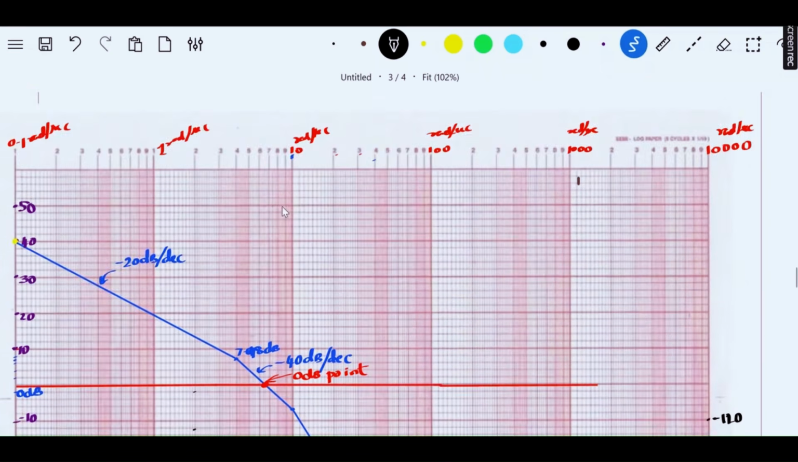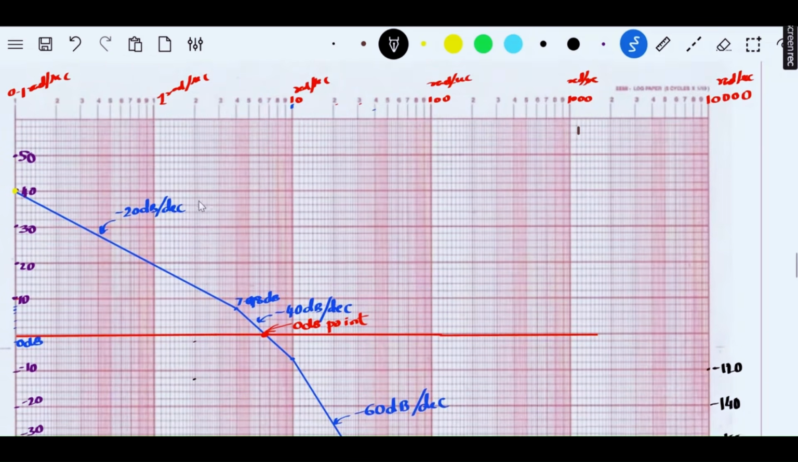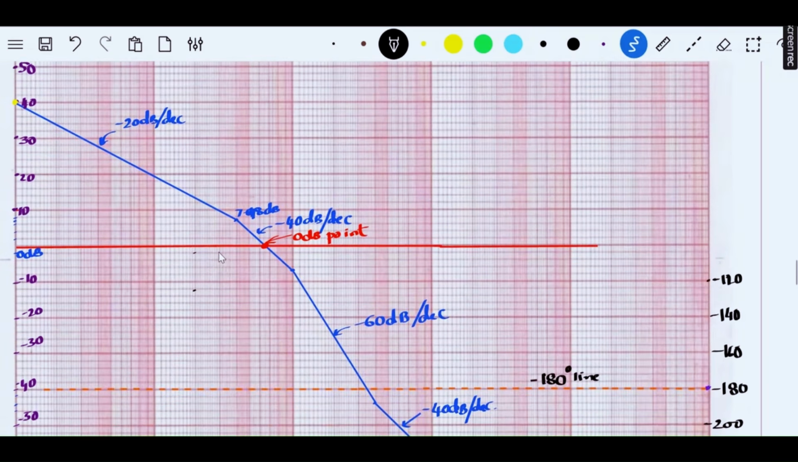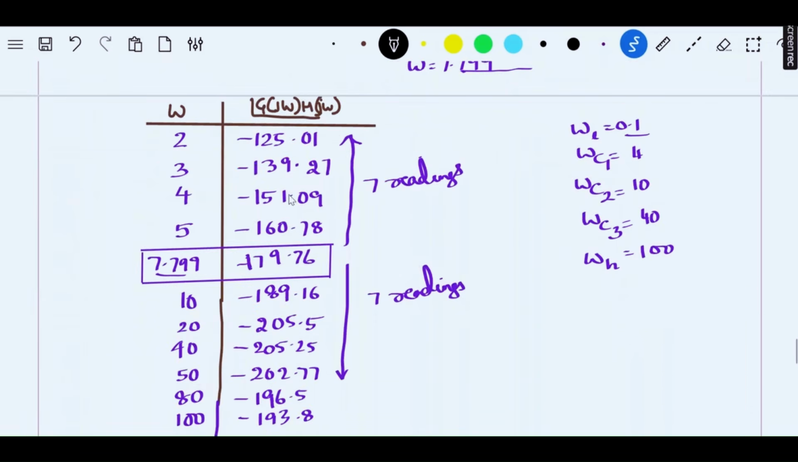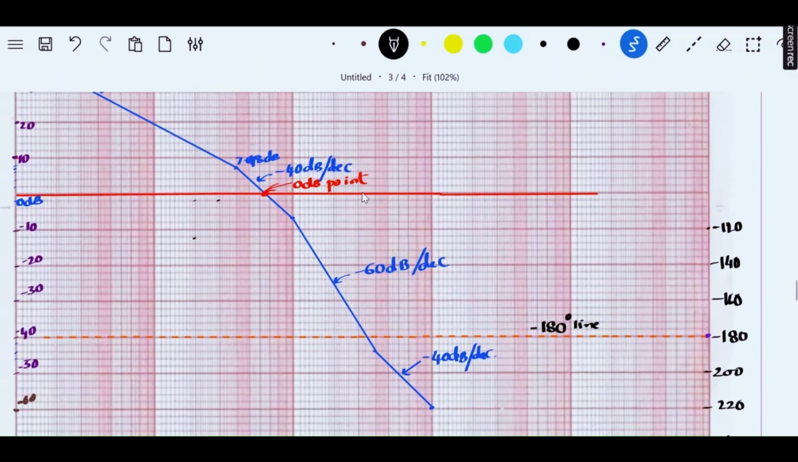So 3 is the next line. This is 3, so this is the line where I should have something. It is minus 139.27. See, this is 140, so this is 124, 128, 132, 136, 140. So 139 will come just a little bit above this. So we have one point here, one point here.